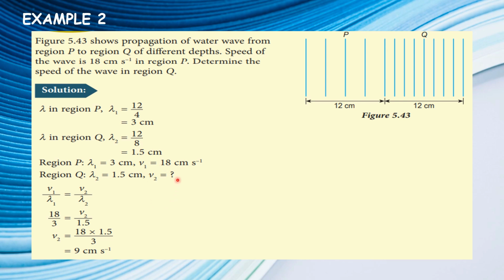Now we want to find V2 and we use this formula to find it. 18 divided by 3 equals V2 divided by 1.5. V2 equals 18 multiplied by 1.5 divided by 3, and the answer is 9 cm per second.